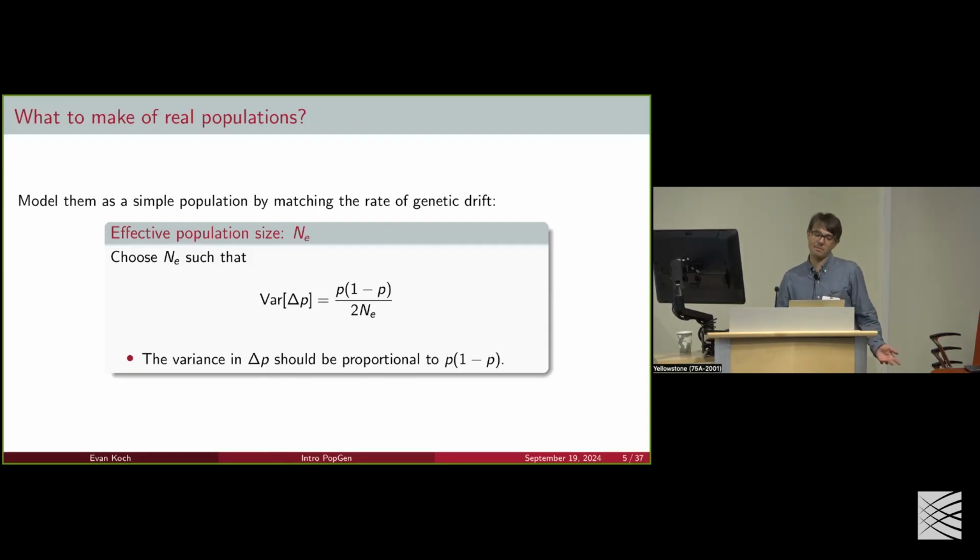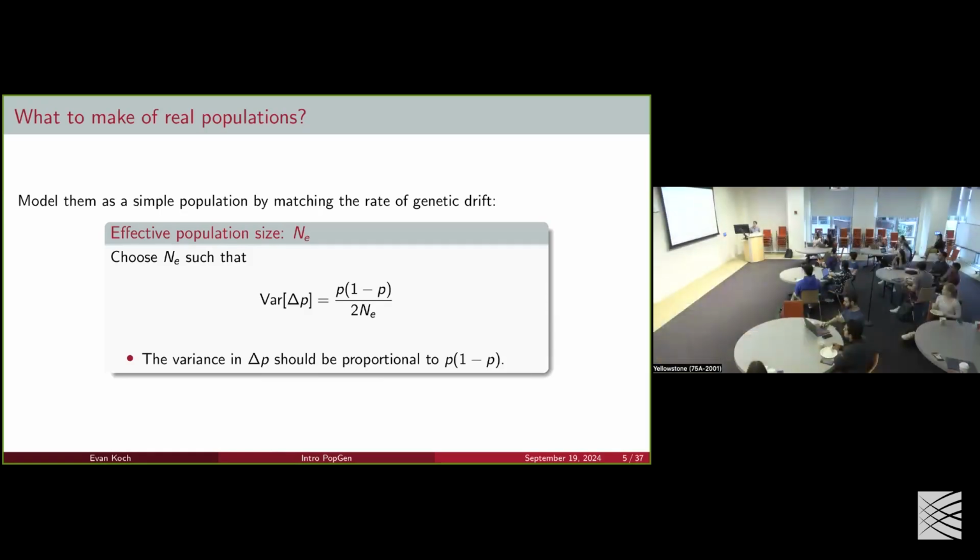But what should we make of real populations? We don't want to do the complicated thing and think about pedigrees all the time. We don't actually believe that a Wright-Fisher model is an appropriate one for, say, the human population. So what's commonly done is to try to make an analogy between the drift that occurs in idealized populations like this Wright-Fisher one and real populations that might exist in the wild, by matching the rate of genetic drift.